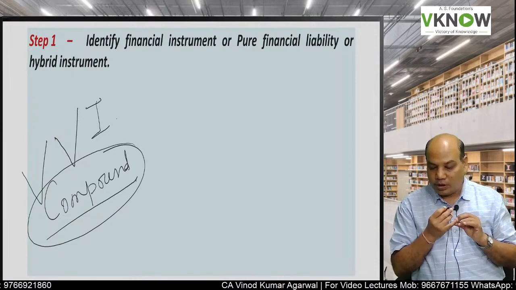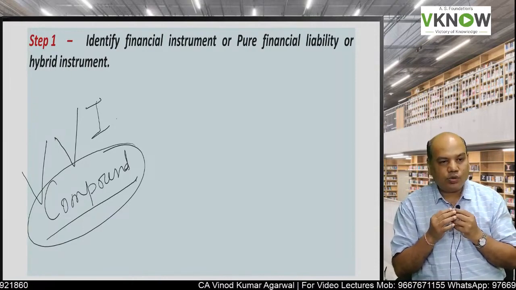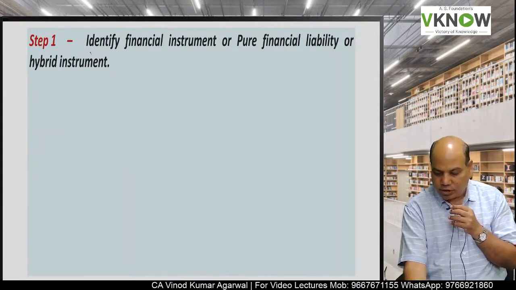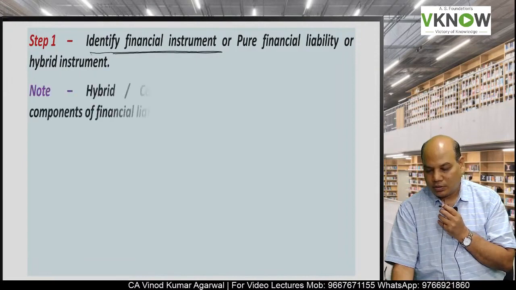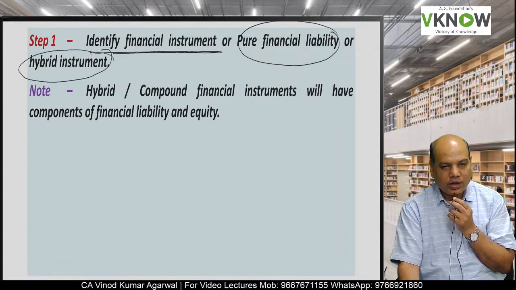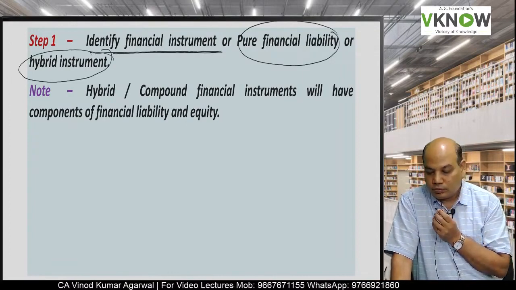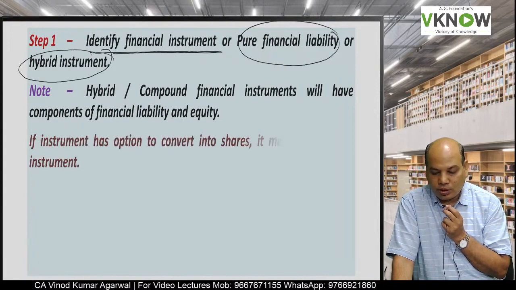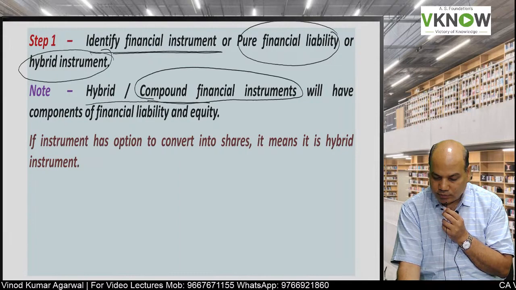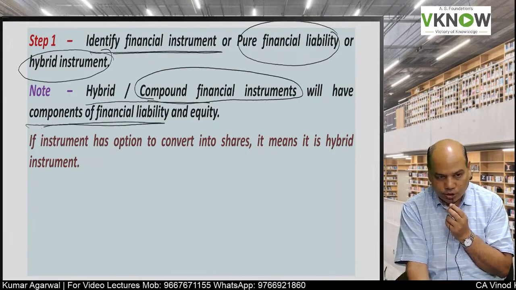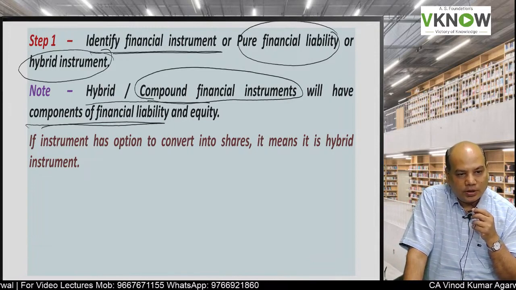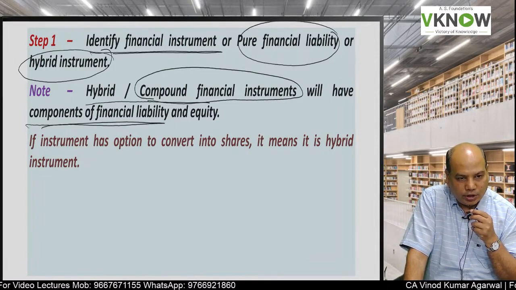So, accounting treatment of financial liability under the amortized cost method. When we are given a question, we need to check, step 1, whether it is a pure financial liability or it is a hybrid instrument. Now, how do we know whether it is a hybrid instrument? A hybrid instrument is also called a compound financial instrument, and it will have two components. Component number 1, financial liability, and the second component is equity.